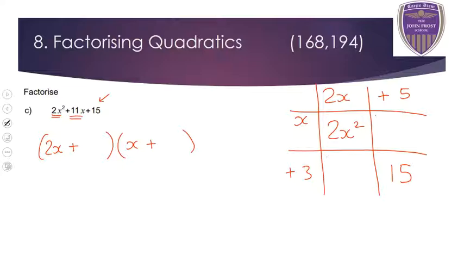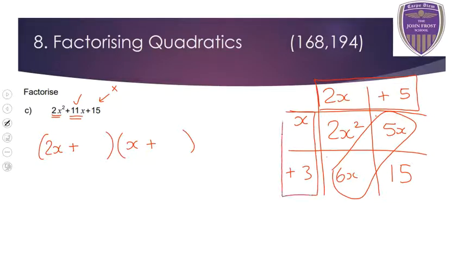So if we were doing this now, in here would be 5x, wouldn't it? Because that's 5 times by x. And in here would be 6x, because that's 2x times 3. If you collect those together, you do get the 11x that's in the middle there. Okay, so that means they're the right way around. So this is your first bracket here. This is your second bracket here. So the answer is 2x plus 5, and then x plus 3. Okay, so that worked. It might not always work first time, every single time, but it worked for that one.